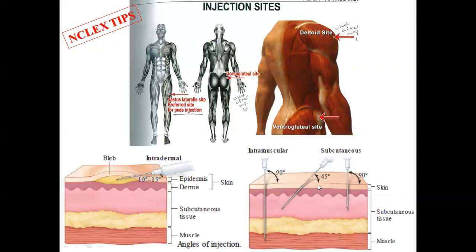And also, sometimes the NCLEX board asks, in case of an intramuscular injection, how many structures are cut? It can cut epidermis, dermis, subcutaneous tissue, up to the muscle layer. What else? Intradermal, they cut up to the dermis and epidermis.